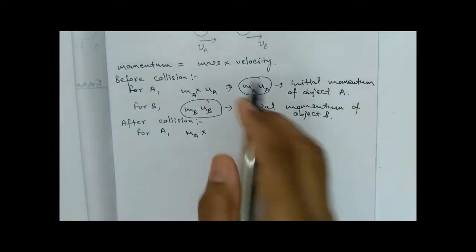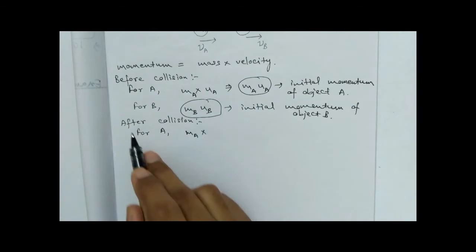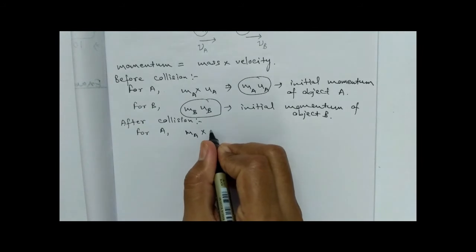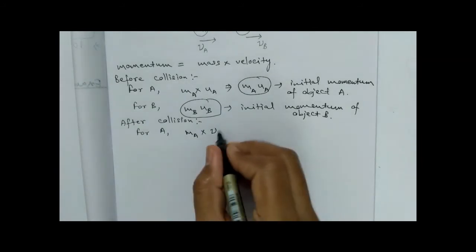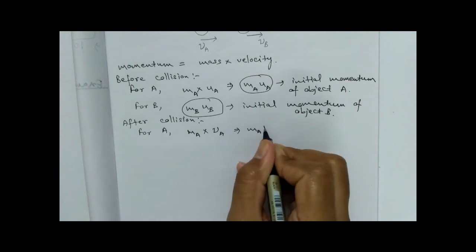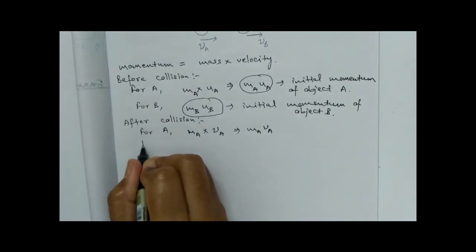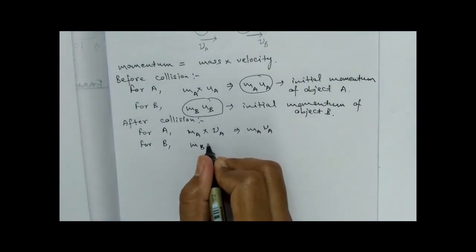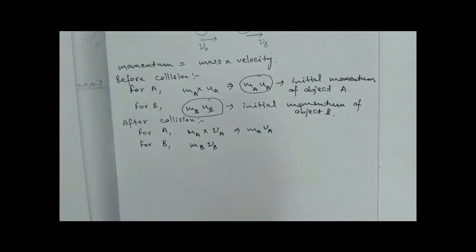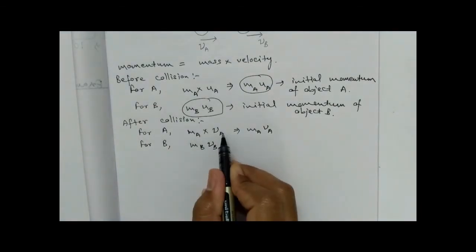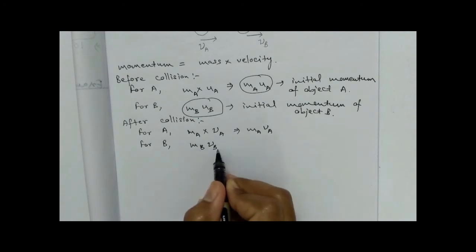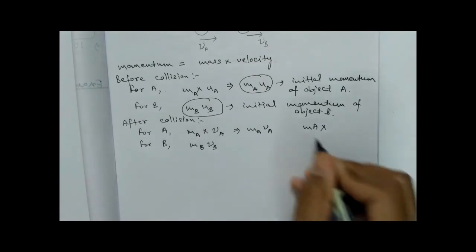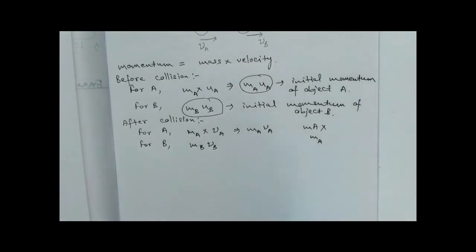Ma into mass into velocity. Now after the collision, the velocity will be what? Our final velocity. Okay, so VA. So it will be Ma VA. Now for B, it will be what? MB and VB. Remember students, this A, B, these are always written in the base. So don't write it as MA. This is wrong. The representation should be like this.